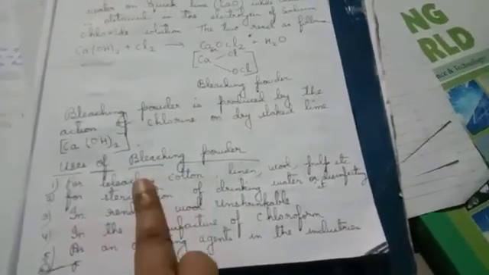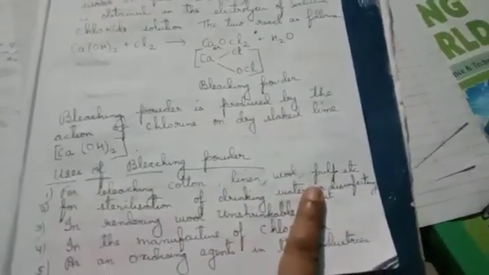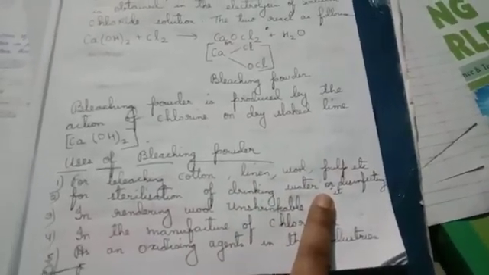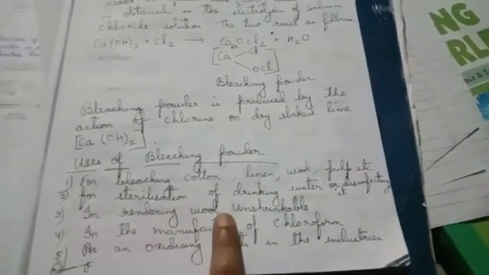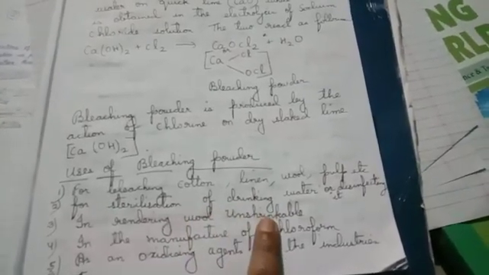Now see, what are the uses of bleaching powder? For bleaching clothes, linen, wool, pulp, etc. For sterilization of drinking water. That means to make the drinking water germ free, or disinfecting it. For that purpose also we need bleaching powder. In rendering wool unshrinkable, with the help of this bleaching powder, what happens? Wool becomes unshrinkable. इसे कुड़ता नहीं है.